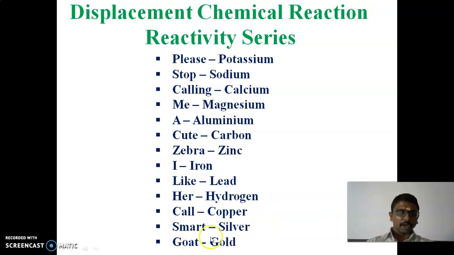And next is smart. So smart, silver. And next goat, gold. From that you can easily remember the reactivity series. If you remember this order, they will ask some questions whether the reaction is possible or not through displacement reaction. For that you have to know the reactivity series. If you know the reactivity series, you can easily answer that type of question.